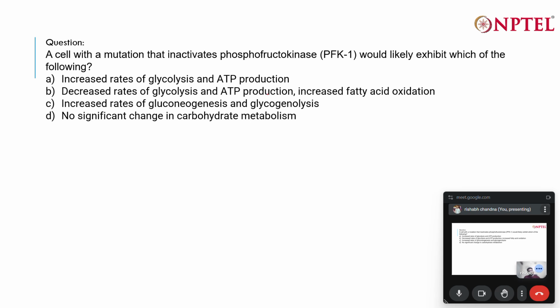So first we check where phosphofructokinase 1 is actually involved. So PFK1 is involved in glycolysis. Okay, so now we'll see the options. It's a mutation that inactivates phosphofructokinase 1. So it will show increased rate of glycolysis and ATP production? As it is inactivated, it will not show the increased rate of glycolysis or ATP production.